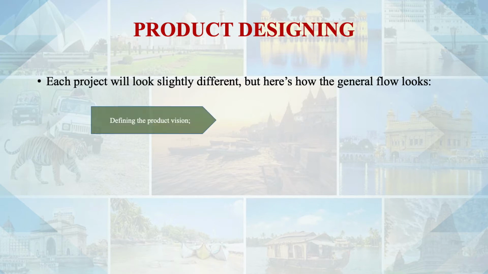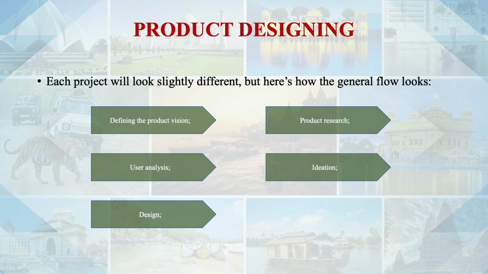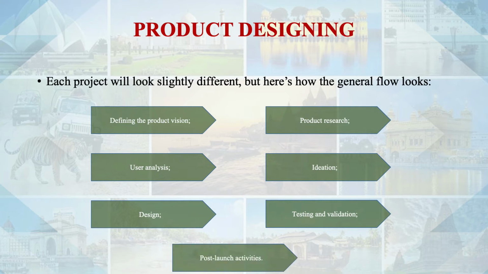The first is defining the product vision. That means there must be a convincing idea before defining the product. Then we need to have product research, and research about user analysis. Then we have the ideation of that product, and we need to design that product according to the needs and wants of users. The next is testing and validation of that product, and after that post-launch activities in order to promote and make that product familiar.